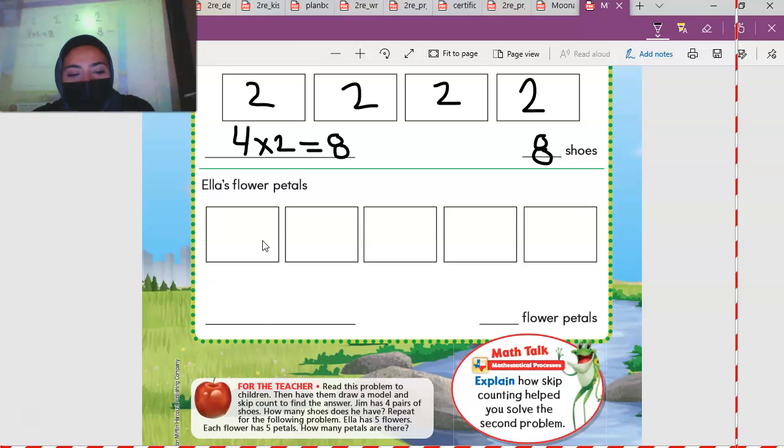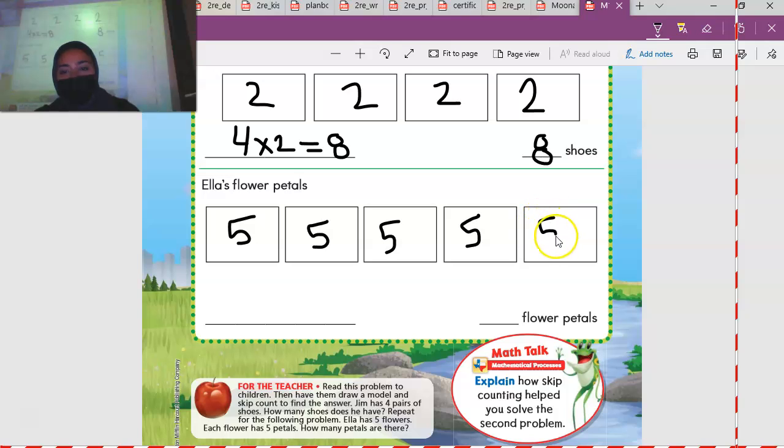Ella has 5 flowers. Each flower has 5 petals. How many petals are there? Here are the 5 flowers, or 1, 2, 3, 4, 5. And each flower has 5 petals. 5 petals for you, 5 for you, 5 for you, 5 for you, and 5 for you. So how many petals are there in all? 5, 10, 15, 20, 25.